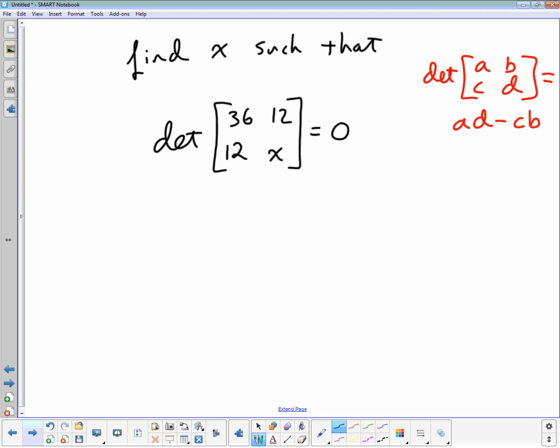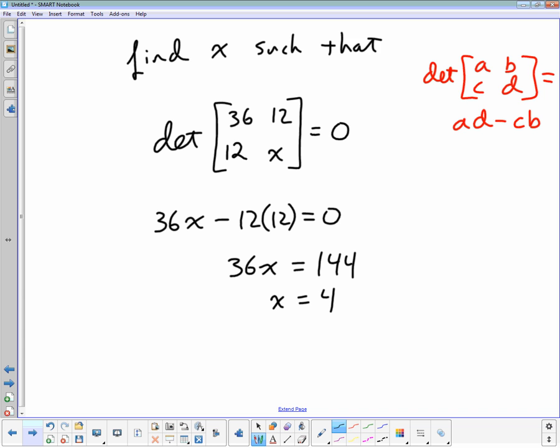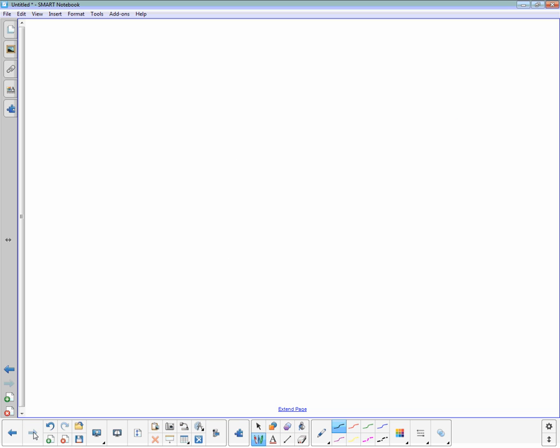So 36 times x minus 12 times 12 equals 0. So 36x equals 144, and x equals 4. Don't try to intuit what a matrix wants to do. Maybe after you've worked on them for years, you might have an intuitive feeling for it, but they'll come back to bite you.